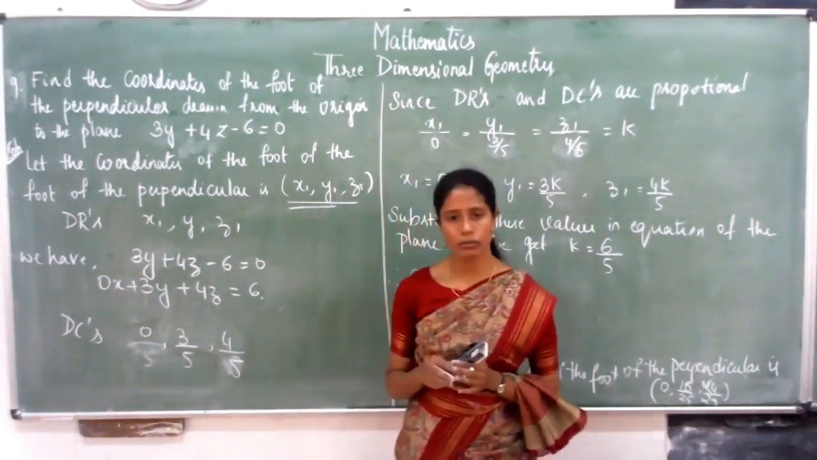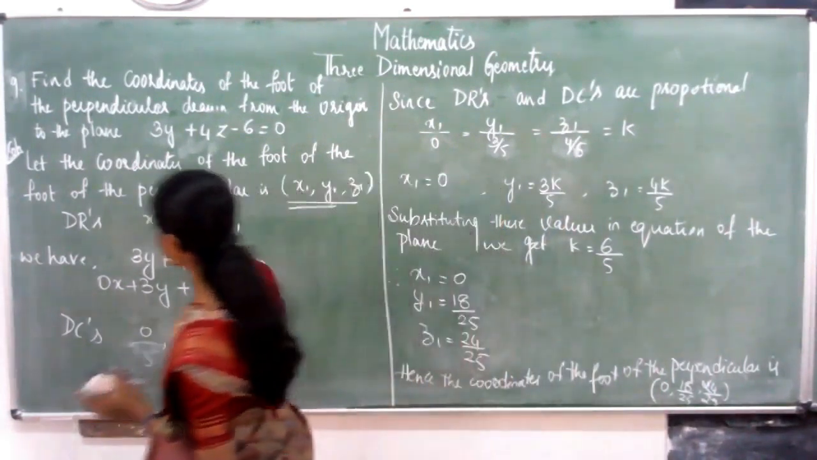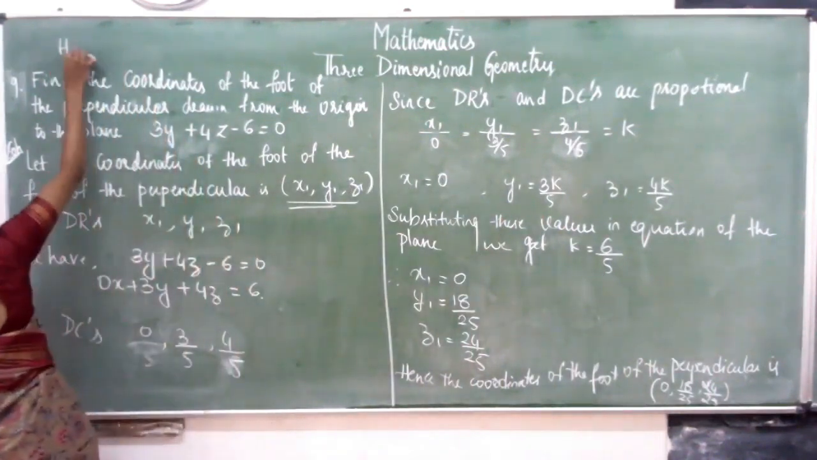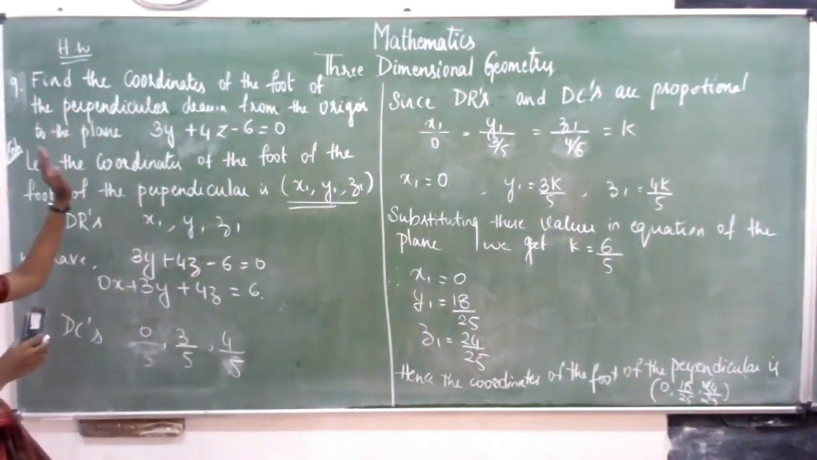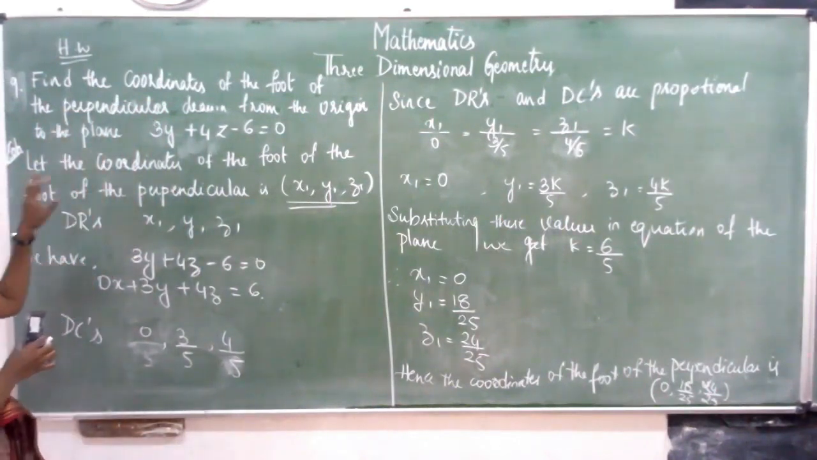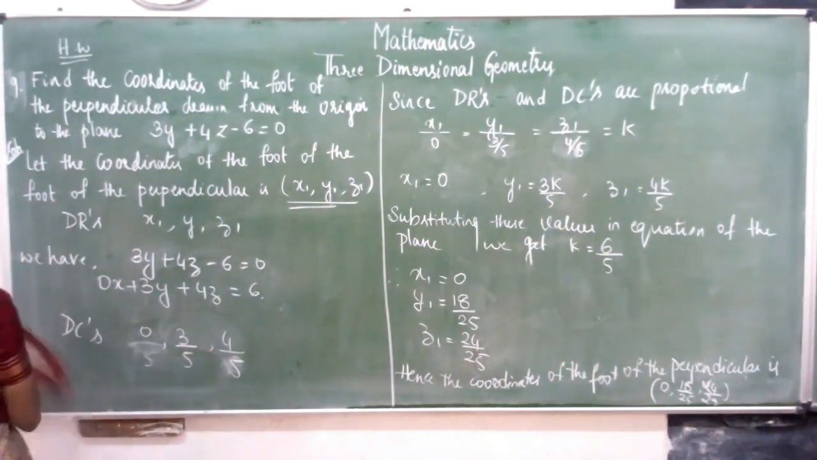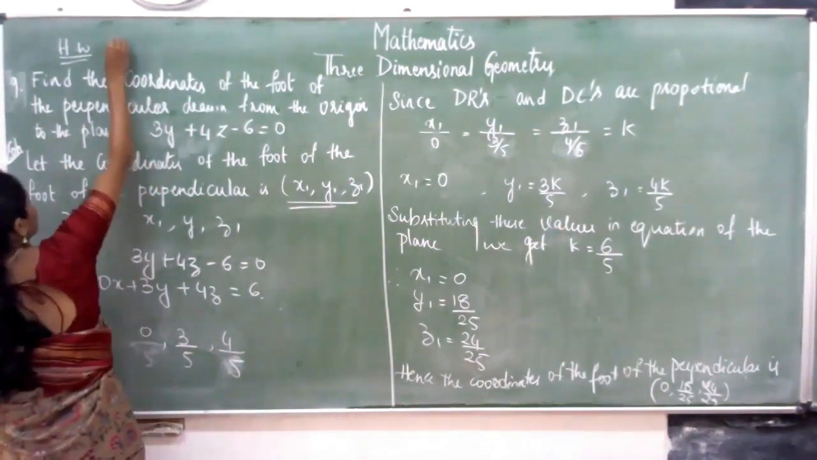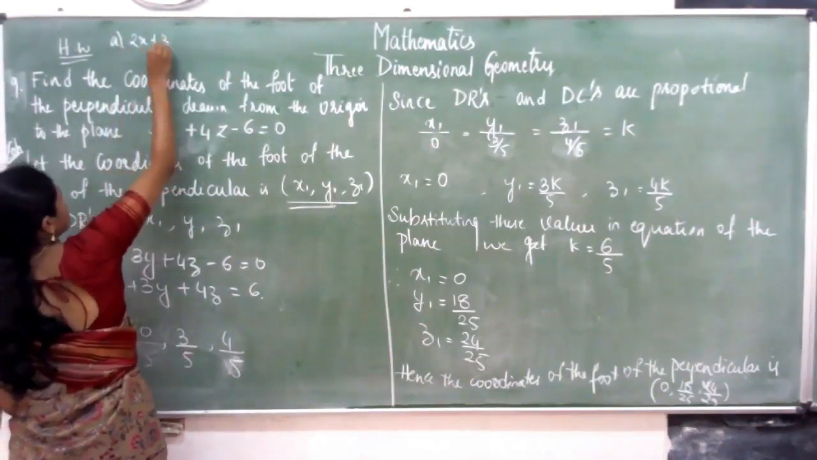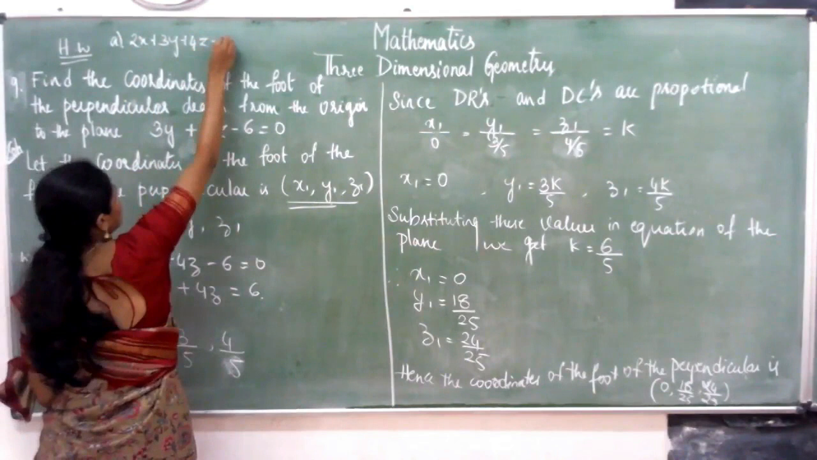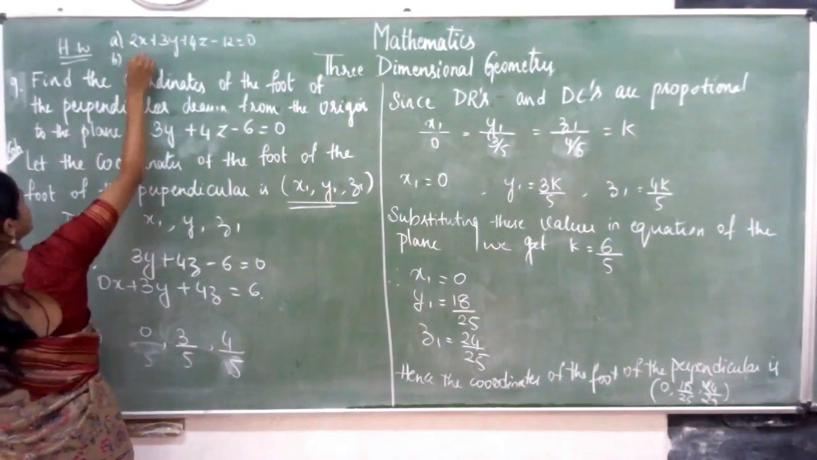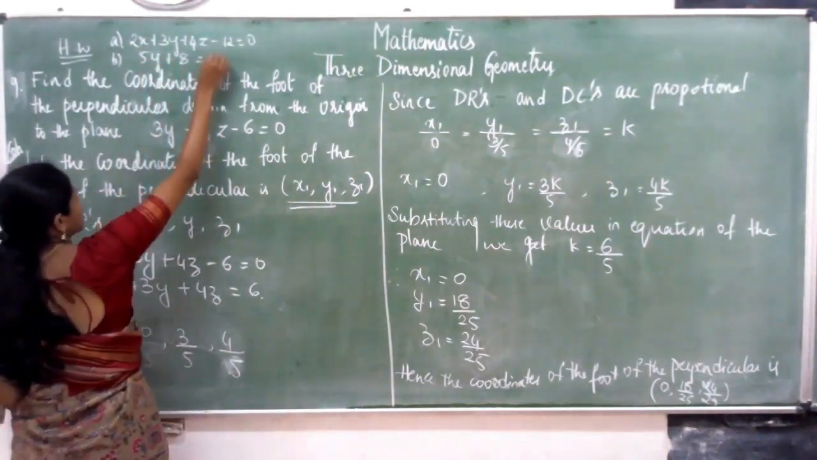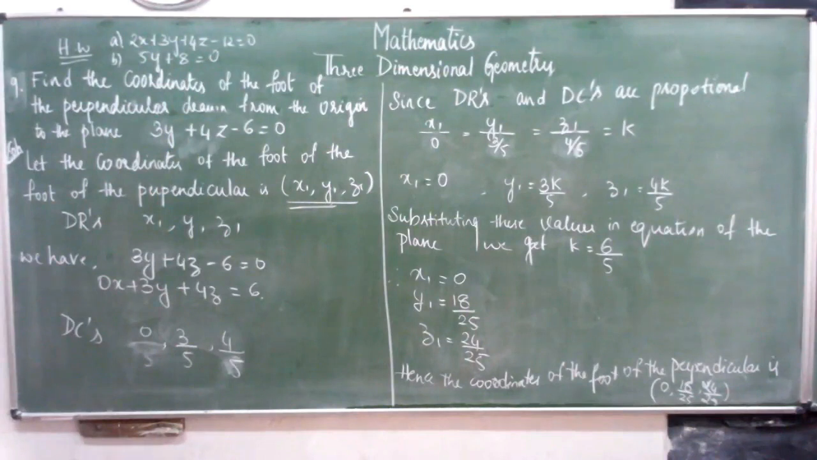I'll give you two more problems of the same kind for your assignment. Please solve those as homework. Write down the equations. The question says you need to find the coordinates of the foot of the perpendicular drawn from the origin to the plane, where the equation of the plane for the first one is 2x plus 3y plus 4z minus 12 is equal to 0. And the second question is 5y plus 8 is equal to 0. Solve both questions in a similar way.